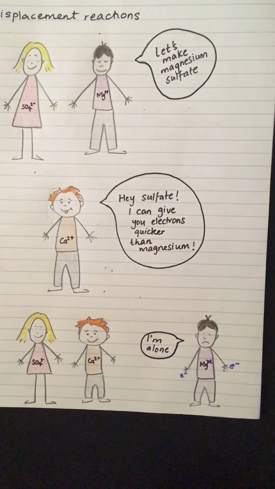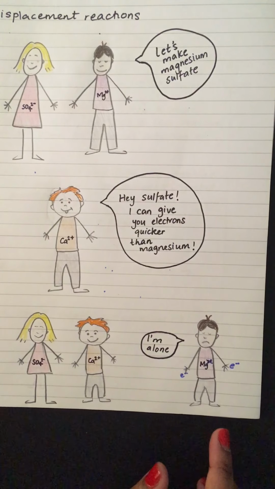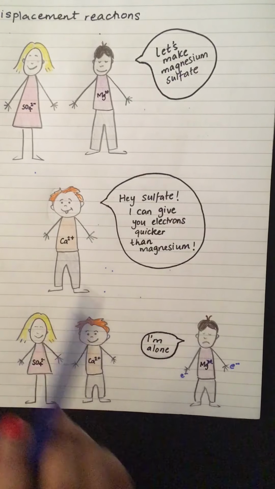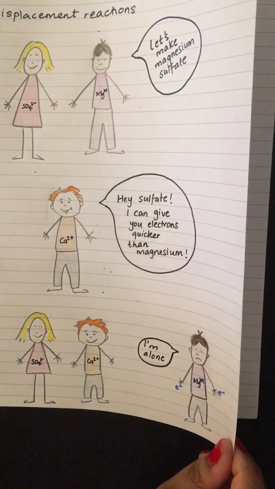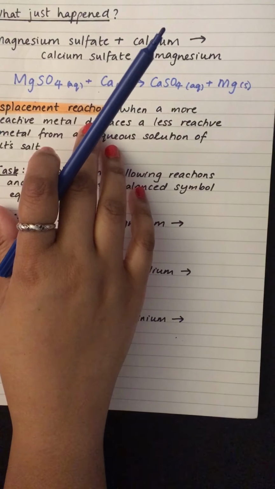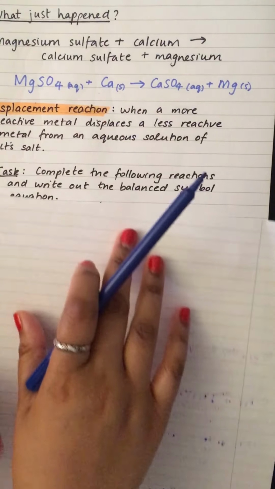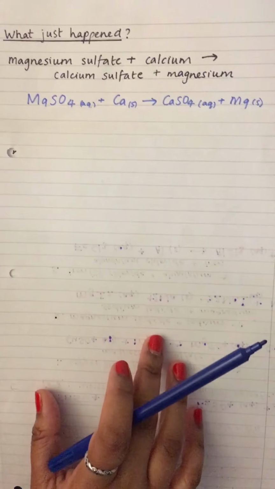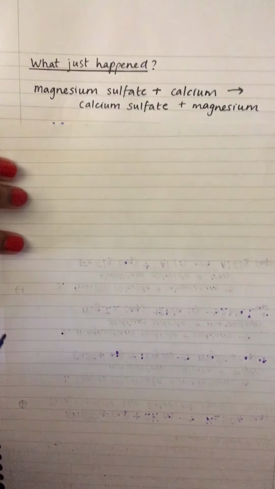But it's really important just for now for us to realise that a more reactive metal can take the place of a less reactive metal, even if it's bonded to another compound. Right, now what I'd like you to do first is, I'll just cover this up, let's look at exactly what's happened here. So, what has just happened?